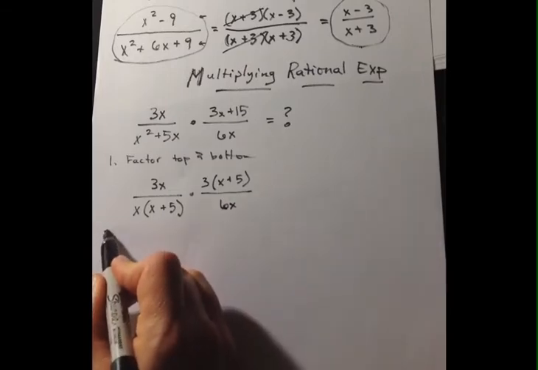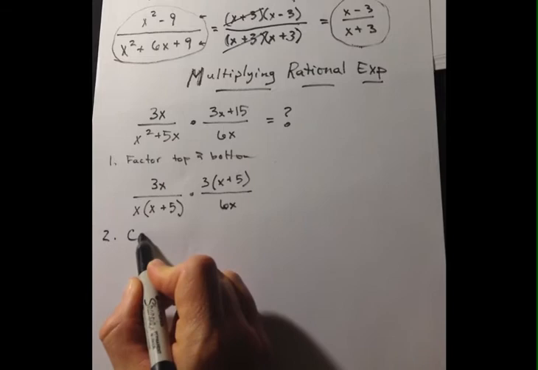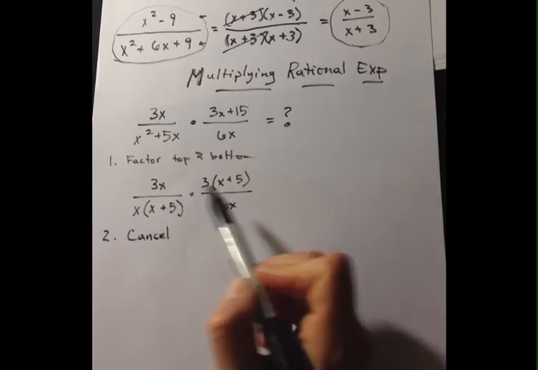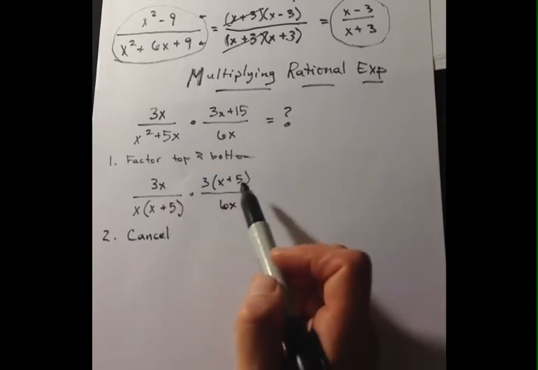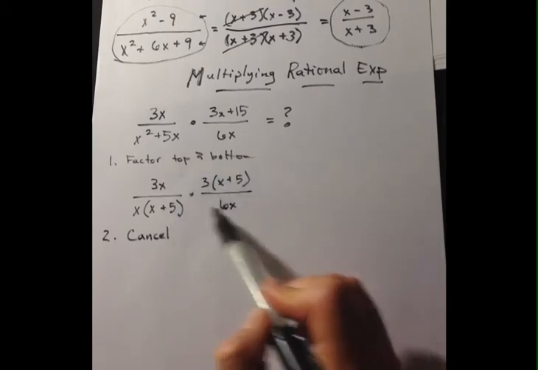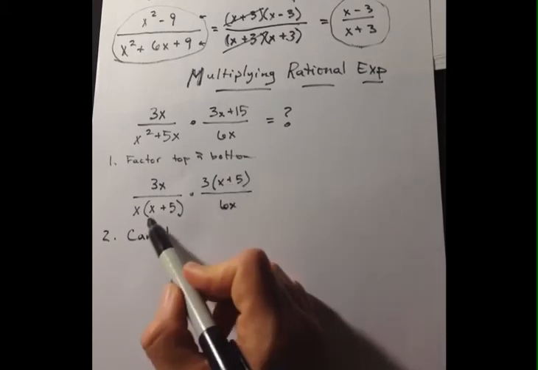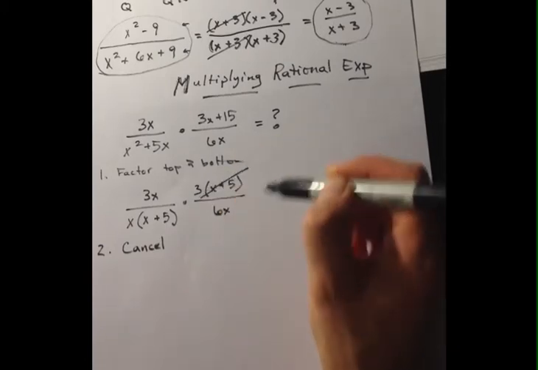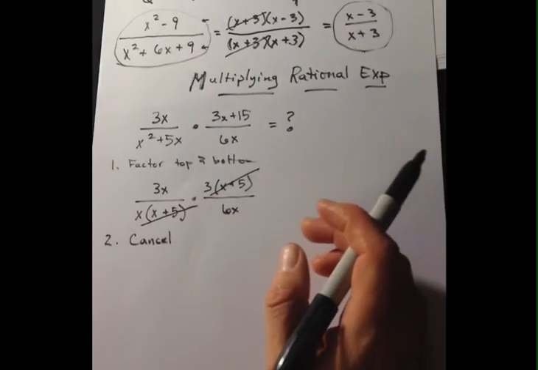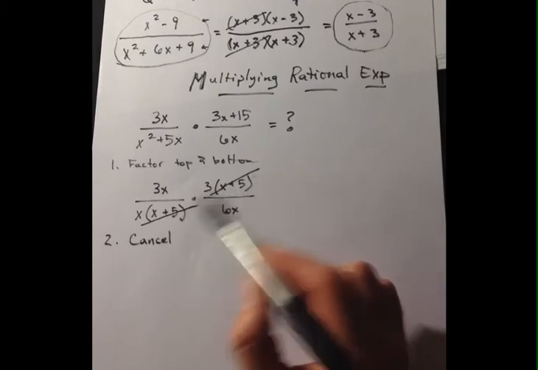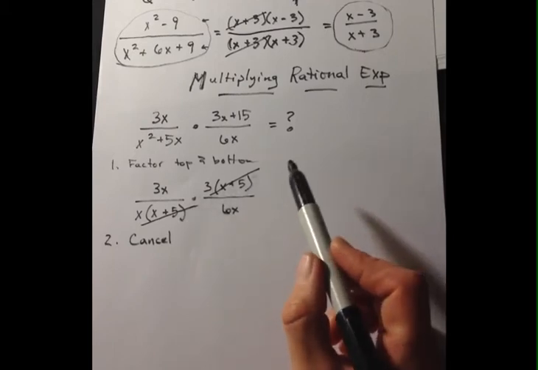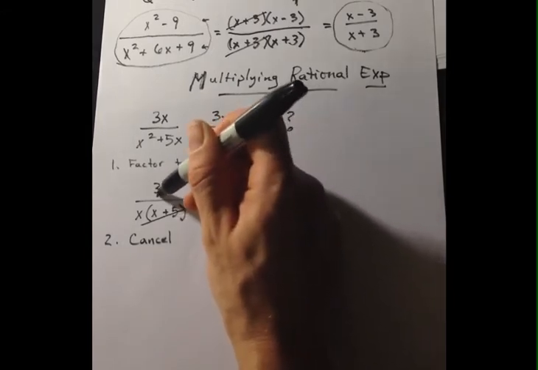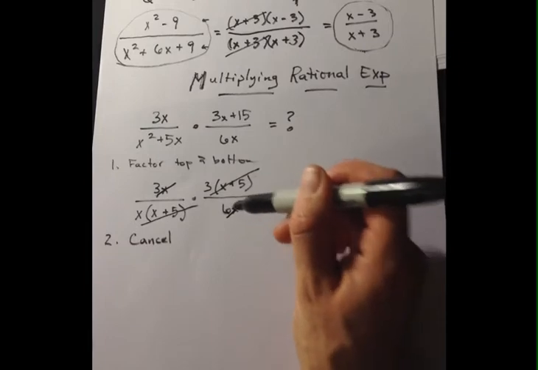Step 2, I want to cancel out any common factors on top and bottom. Are there any common factors here on top and bottom? Well, yes, I see an x plus 5 here and an x plus 5 here on top and bottom. That cancels out because x plus 5 over x plus 5 is just 1. And I see a factor of x up here and down here. That could be canceled out.